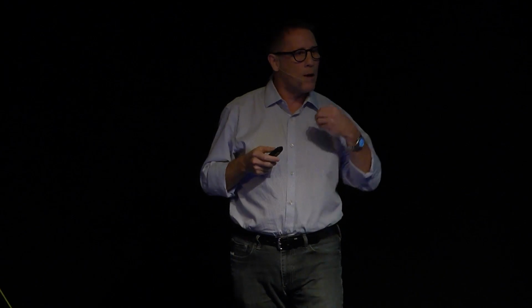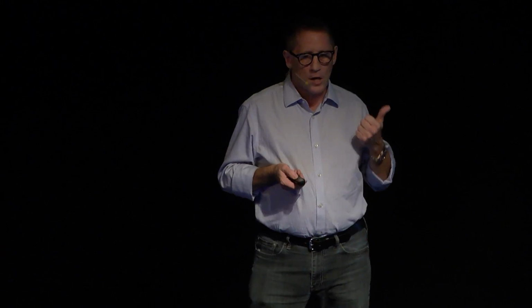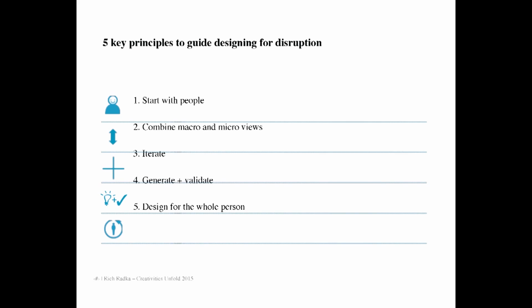And I mentioned that we do service design, but I don't care if you're doing products, because products are part of product service systems. I don't care if you're doing pure digital services. I don't care if you're doing physical retail, any kind of a physical service. I think this applies to all this kind of design in the world we're in. So there's 5 of these principles, starting with people, combining macro and micro views, iterating on what we're doing, generating and validating, and designing for the whole person.